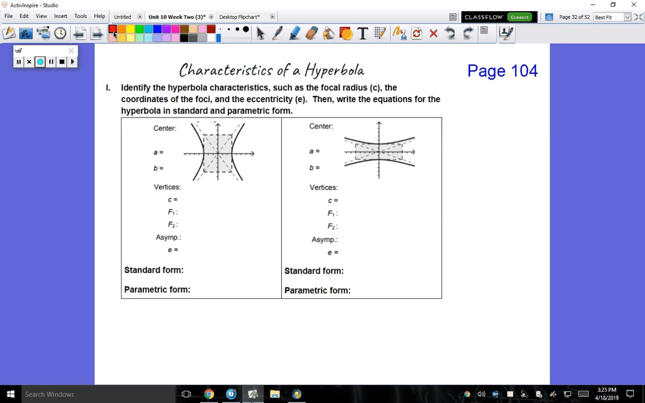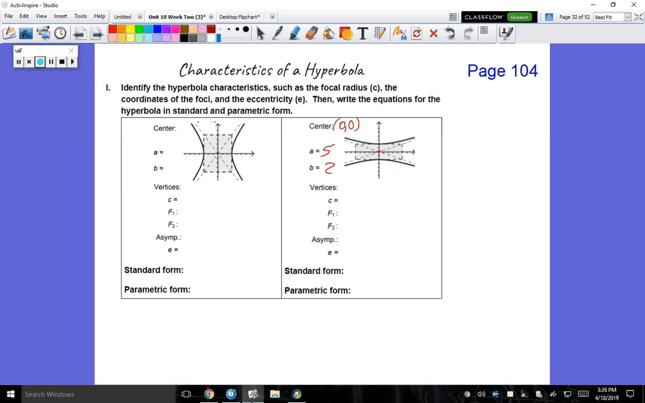What is the center? Or let me ask you, do you want to do this one or this one? The first or the second one? The second, okay. Here we go. So this one is going to be, what's the center? 0, 0. What's the A value? 1, 2, 3, 4, 5. What's the B value? 2.